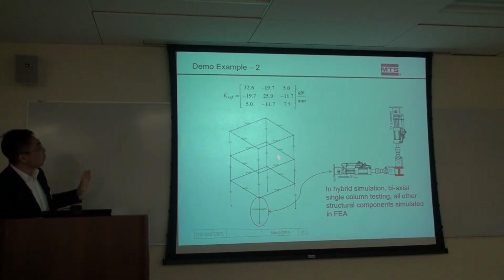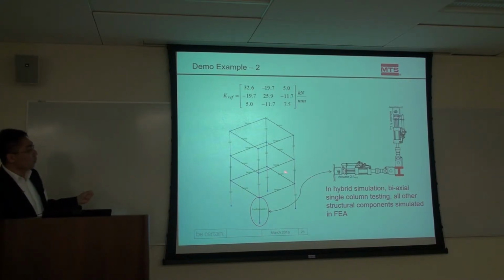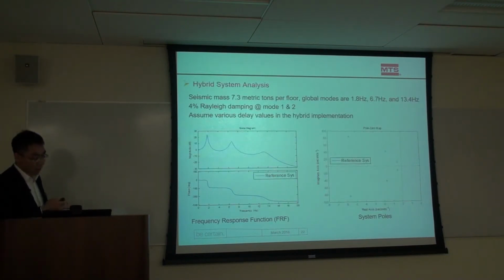And demo example 2 is another type of hybrid configuration. For example, a 3-story, similar structure, and if we're only testing one column, basically all the rest is modeled numerically. So conceptually, it's very easy to think about this. This system is definitely much easier to test, because now the predominant structure is numerically assumed, and your control error is going to play a less significant role in your hybrid system. And then we want to quantify it again.